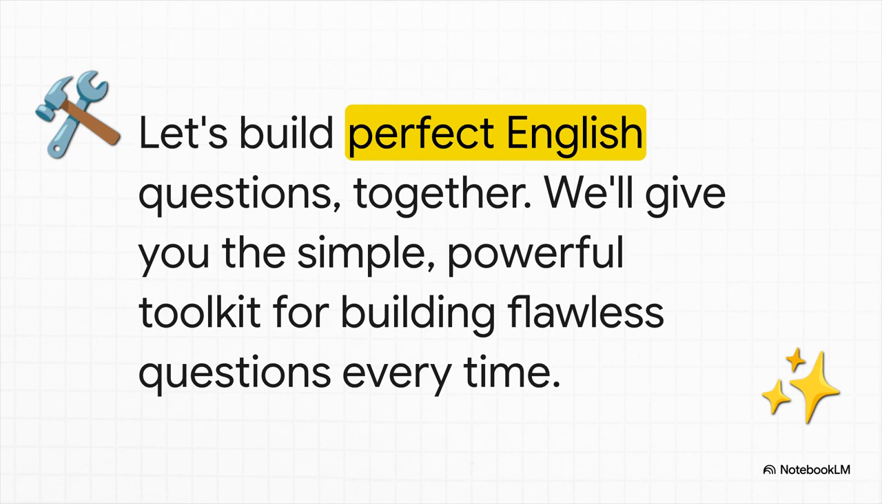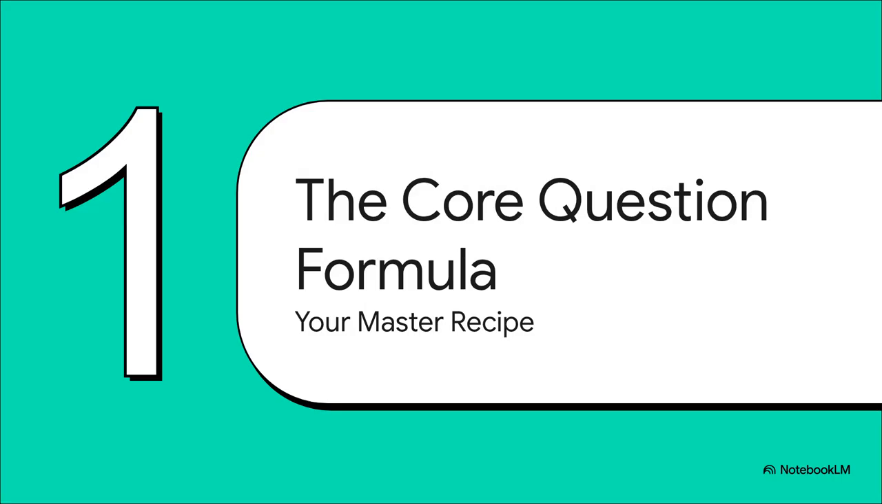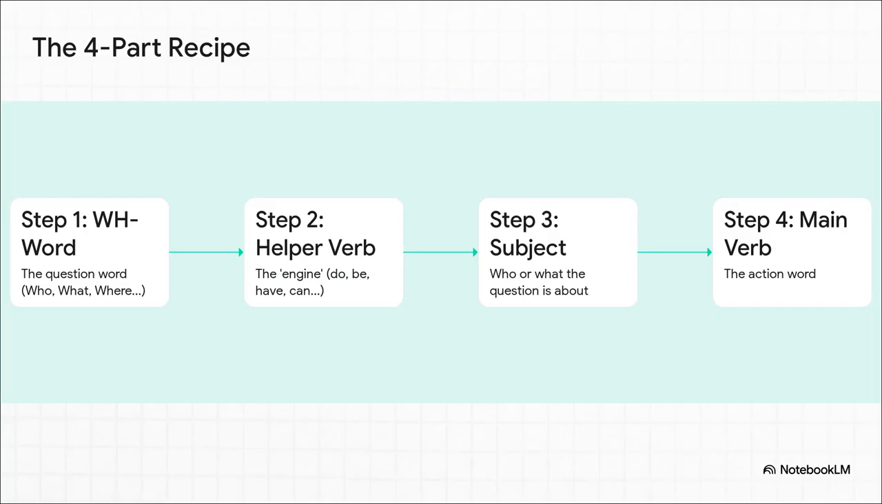In the next couple of minutes, I'm going to give you a simple, really powerful toolkit for getting your questions right every single time. Think of it as your master key for unlocking natural, everyday English. So let's start with the absolute foundation. You can forget about trying to memorize a ton of complicated grammar rules. The truth is, almost every question you're ever going to ask in English follows one simple 4-part recipe. Let's break that down. Here they are, the 4 essential ingredients.